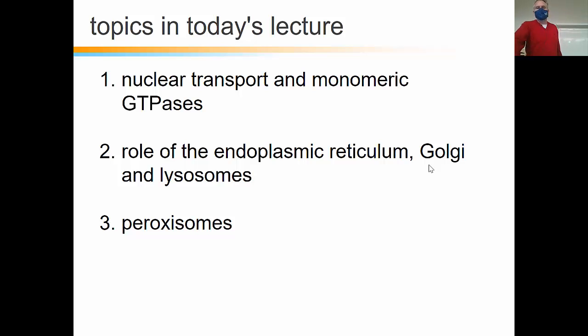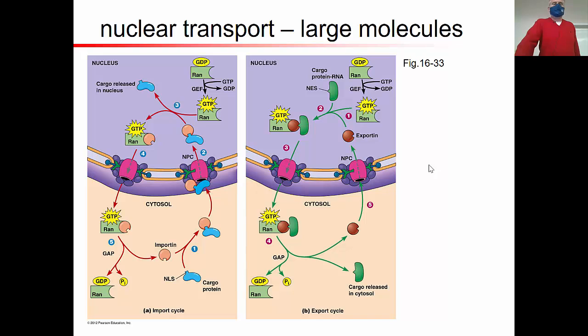So you're going to see this slide at least once, probably a couple other times, because the GTPases are really important. So we're going to look at nuclear import and export today, and then we're going to look at 3 organelles that are working in a related pathway called the endoplasmic reticulum, the Golgi, and lysosomes, and we may get as far as peroxisomes today as well.